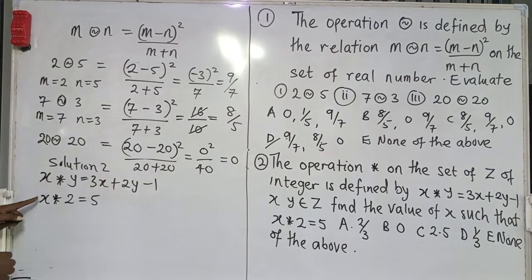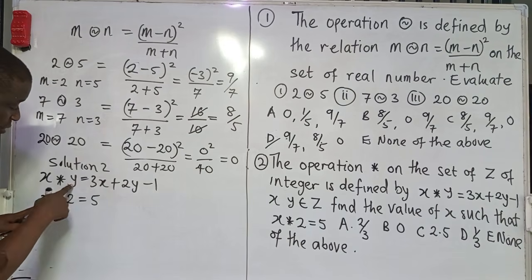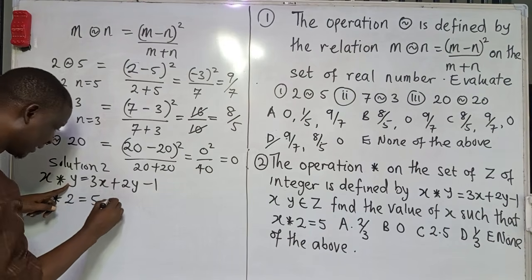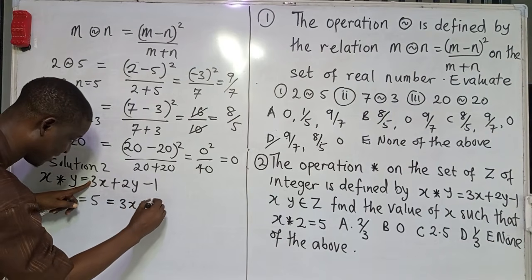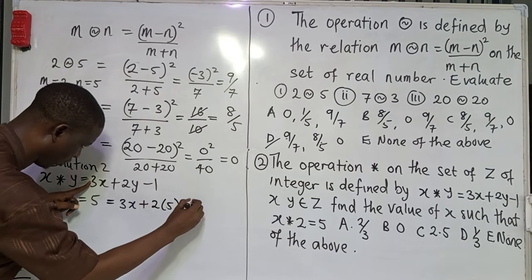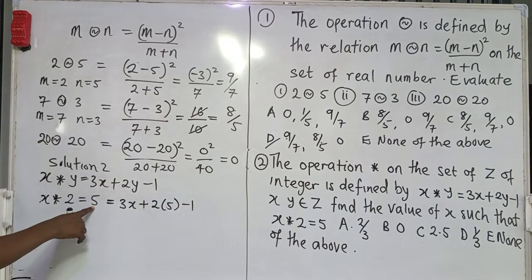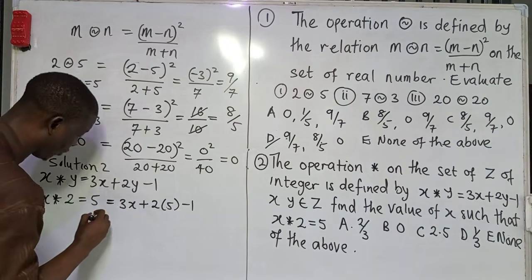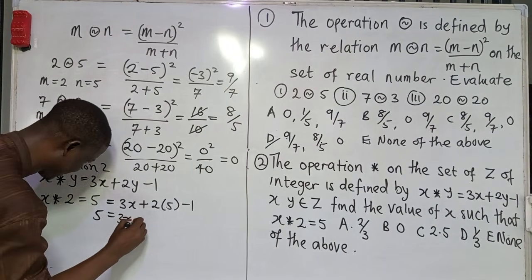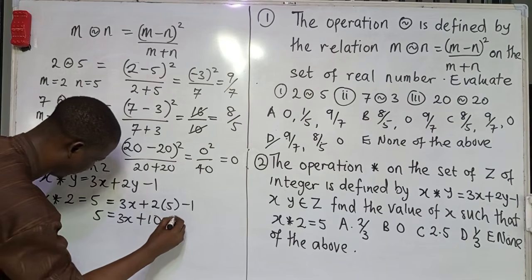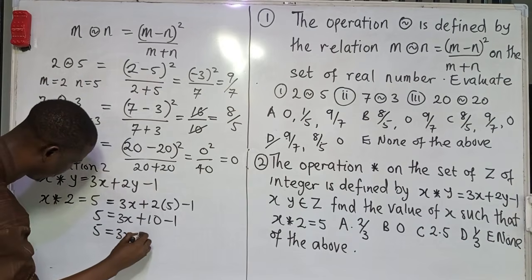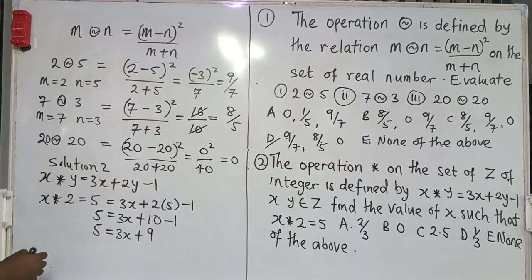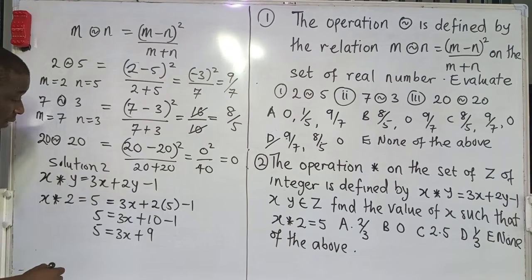So that means in this case, anywhere we see x, we put x, and anywhere we see y, we put 2. So what I want to do now is 3 times x, then 2 times 5, minus 1, should be equal to 5. That's what it means. So I would have 5 equal to 3x plus 10 minus 1. What do we have? 5 equal to 3x plus 9.